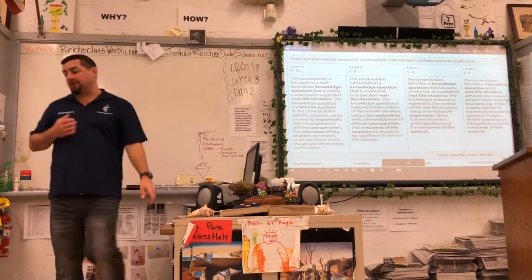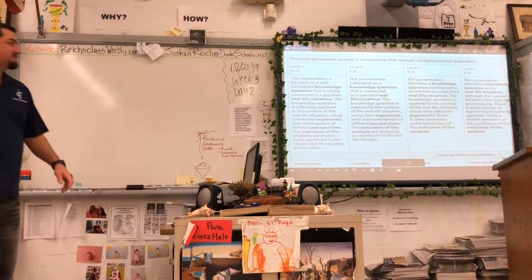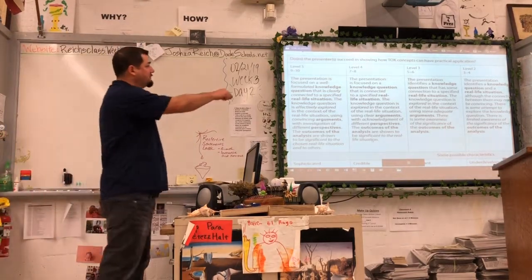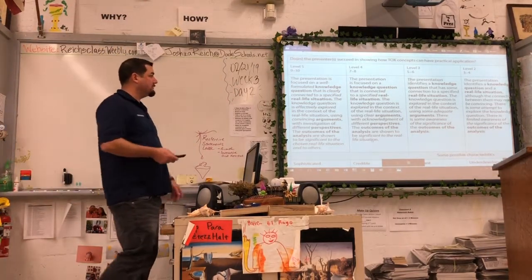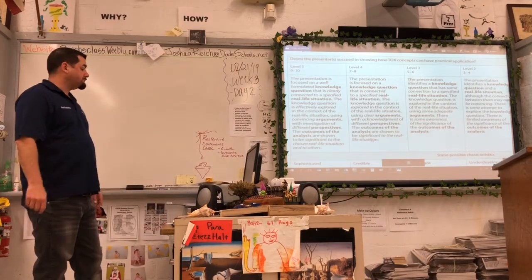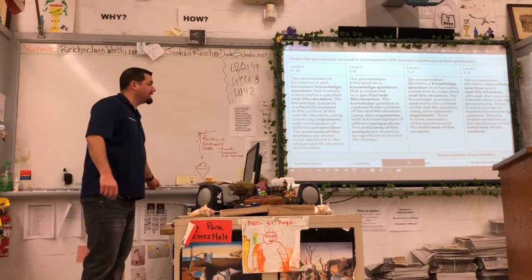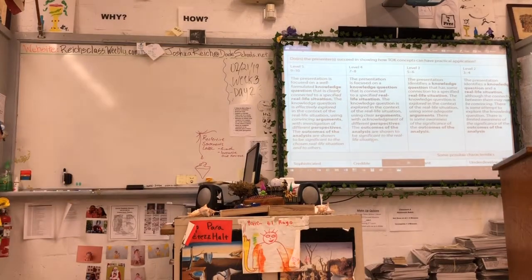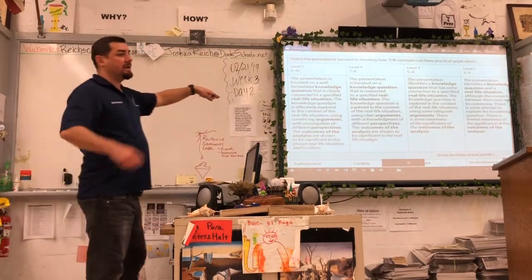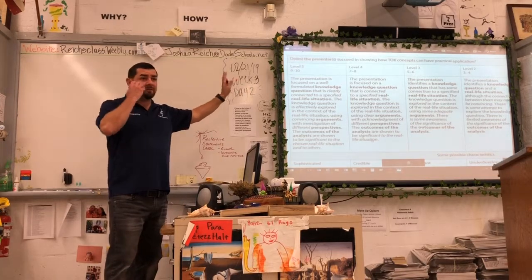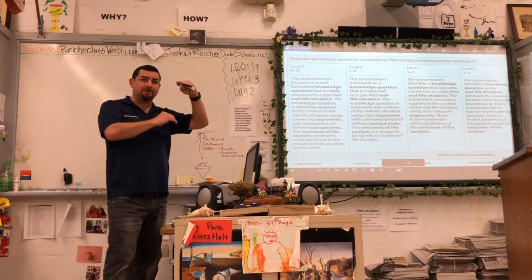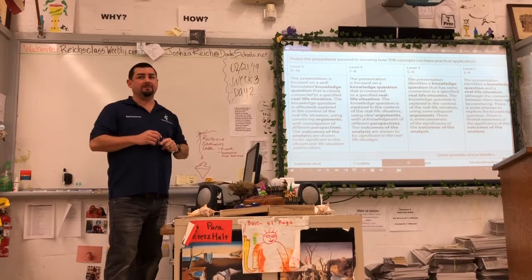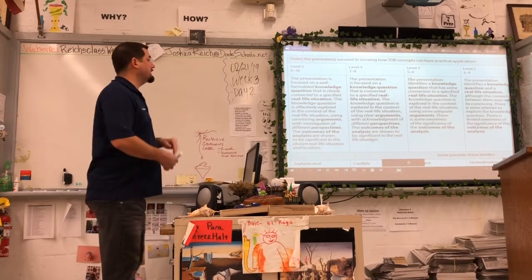Like all rubrics, you want to look at the top band to see what is being asked of you to get up to this level. So in order to do this correctly, you have to have all of these things done. Now, it doesn't look like a lot, but in order to do all of this in a 10-minute period is not that easy. So let's take a look.